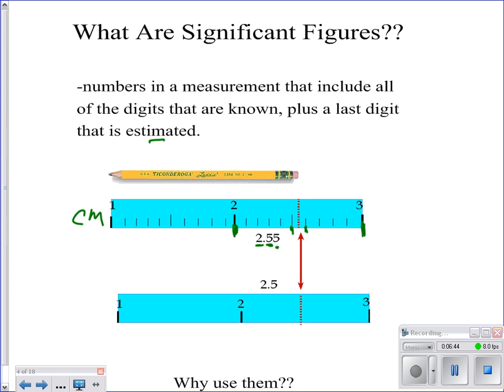So all of these digits in this measurement, 2.55, are significant figures. In other words, I've got 3 significant figures in this one example, based on being able to use this piece of equipment to measure it with. If I go down here and use this piece of equipment, all I really know is it's greater than 2 and it's less than 3. I can say that with confidence, but that's about it. I can't say anything else. I have to just guess or estimate this last little bit, and I'm going to call it 0.5. So in this case, there are only 2 significant figures.